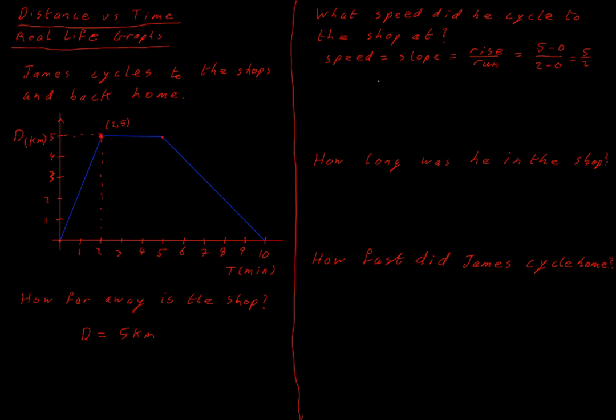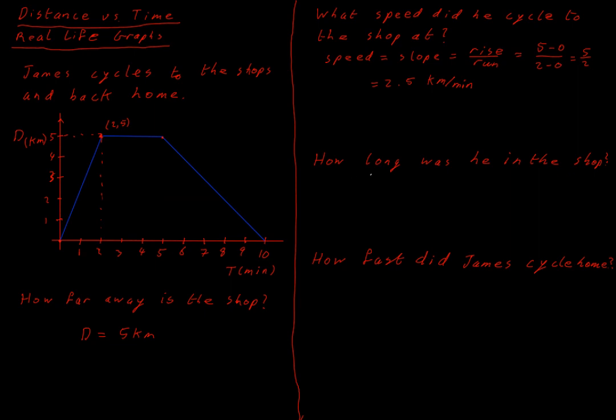When we put that into our calculator, we're going to get 2.5. And what's our units going to be? Well, our distance is in kilometers, and our time is in minutes. So kilometers per minute.